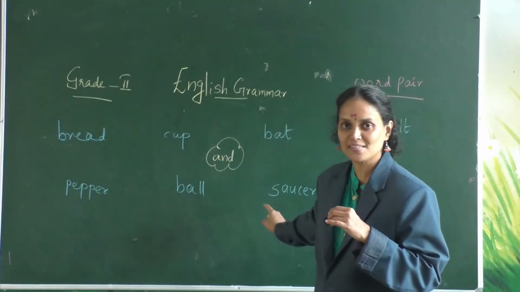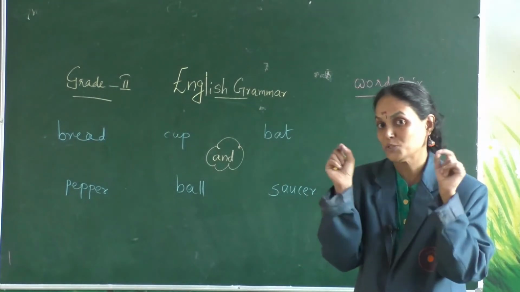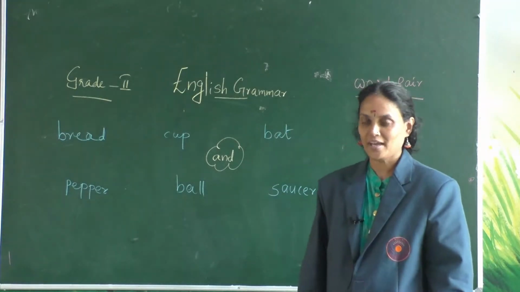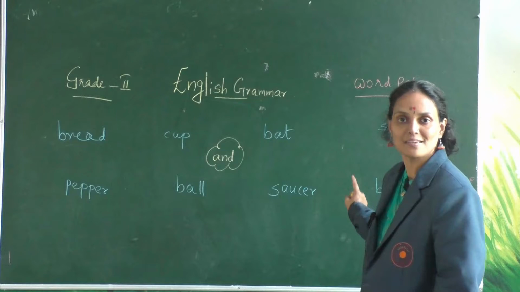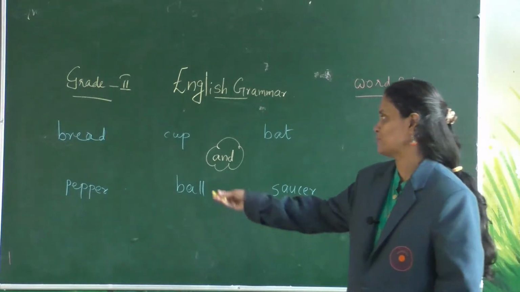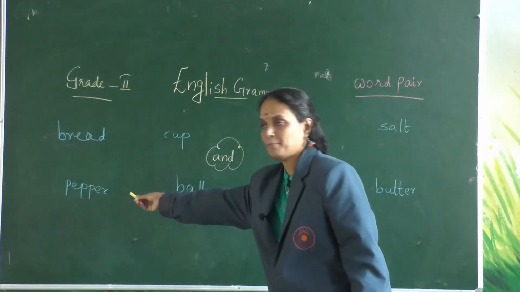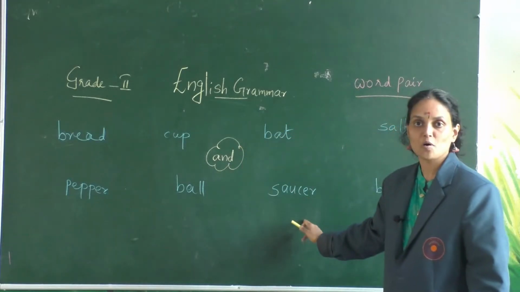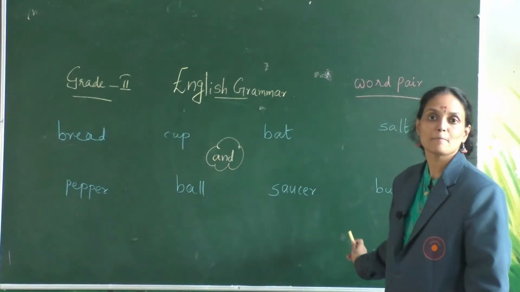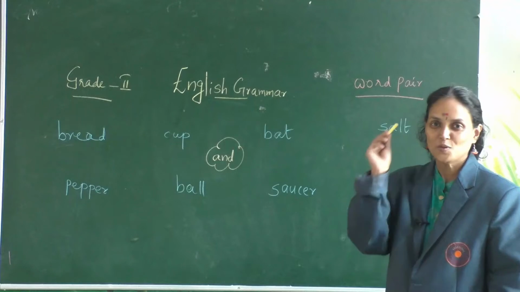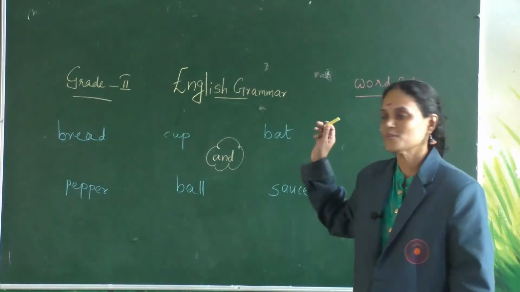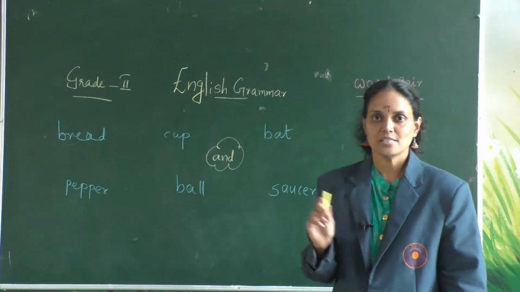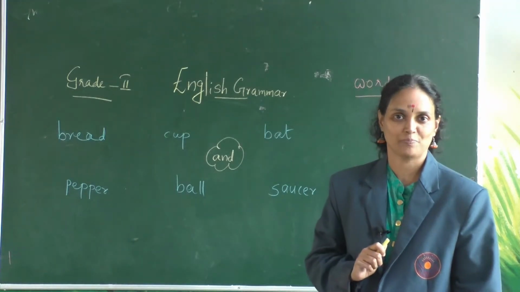Two different words can be combined or joined using the conjunction and. I have written a set of words here. Let me read it out for you. Bread, pepper, cup, ball, bat, saucer, salt, butter. So, 2 minutes for you. Using the joining word and, try to make word pairs.